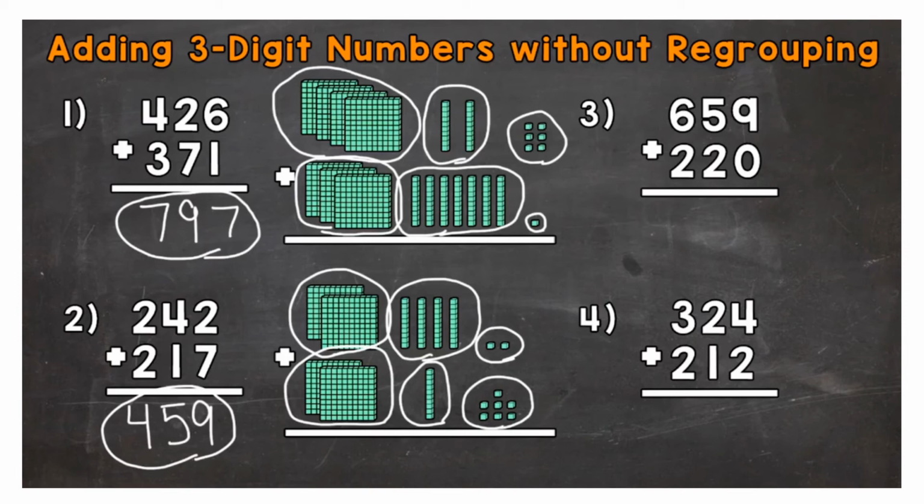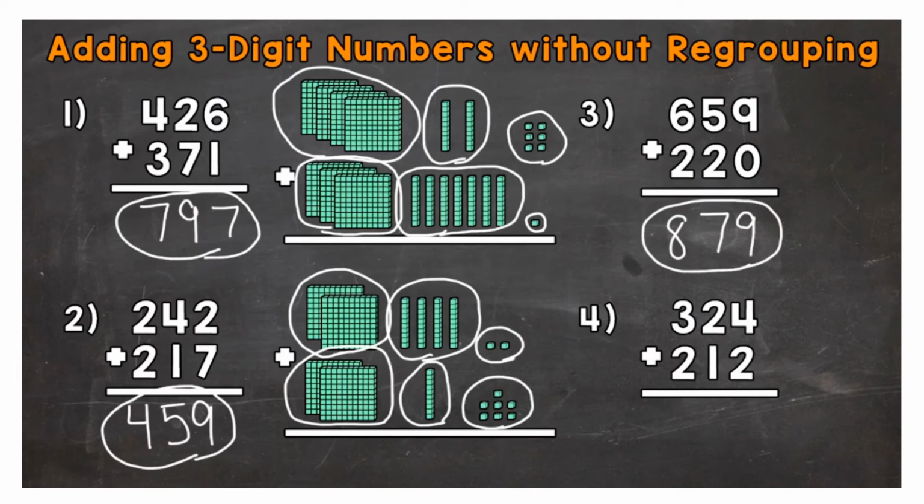Always start with the ones, so we have 9 plus 0. That's going to give us 9. Then we have 5 plus 2, or 50 plus 20. That's going to give us 7 in the tens place. And then lastly, in the hundreds place, 600 plus 200, or 6 plus 2, gives us an 8 in the hundreds place. Our final answer is 879.